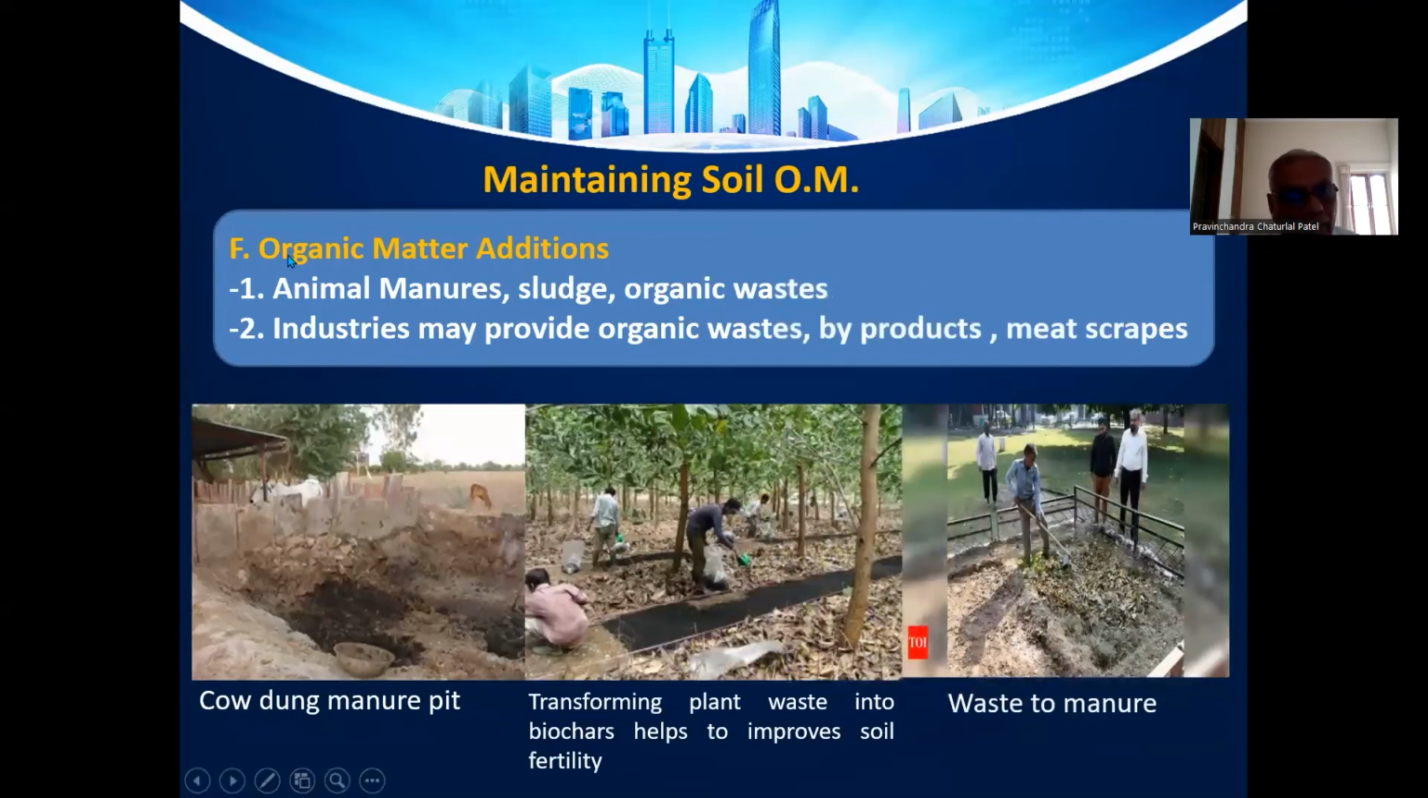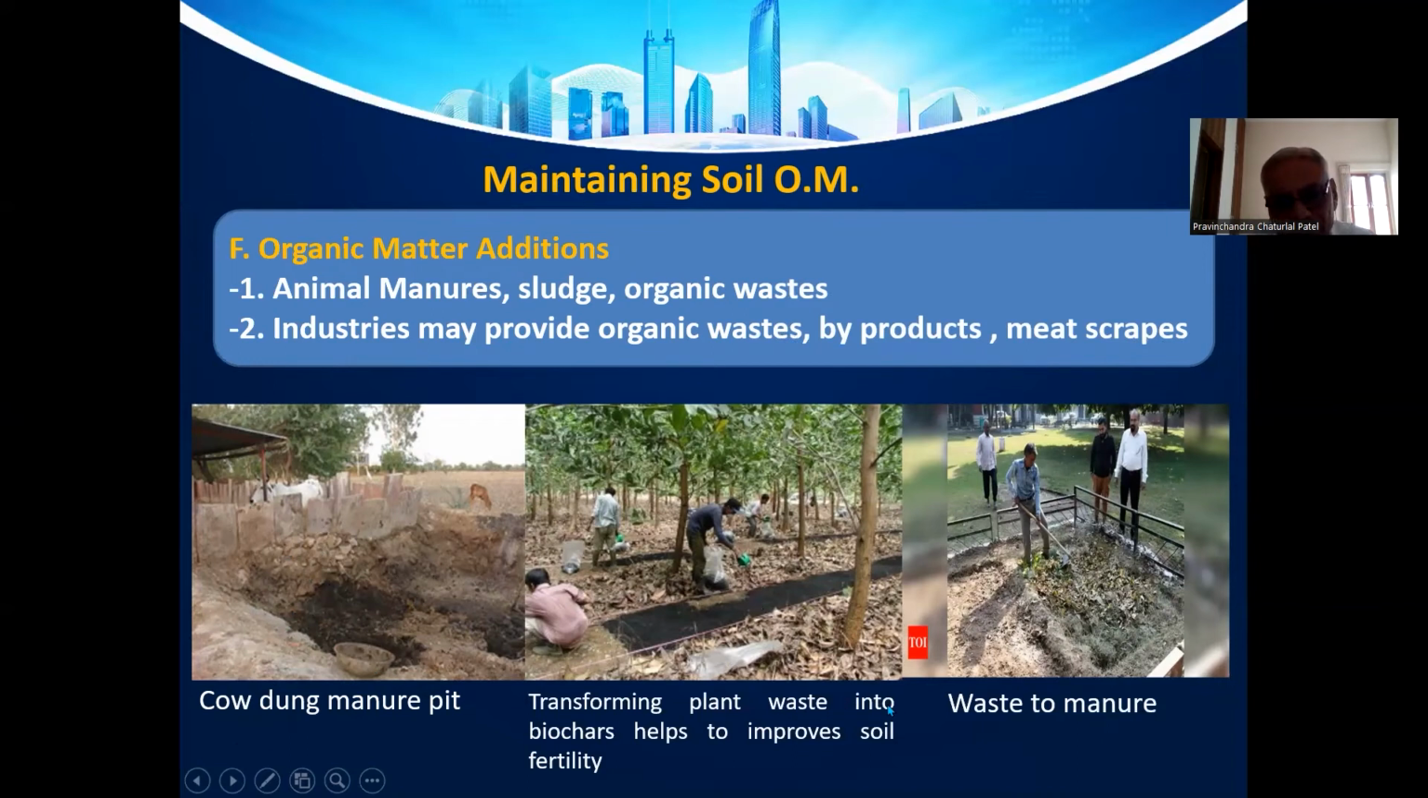Then for maintaining soil organic matter, farmers are adding it directly. But I request the farmers that you should add rotted or well decomposed farm manure or any manure to the soil, or slug or organic waste. Industries may provide organic waste byproducts and meat scraps. So here is a cow dung manure pit. At present I have observed that farmers are not digging the manure pit and they prepare the pit on the soil surface. So it is not right.